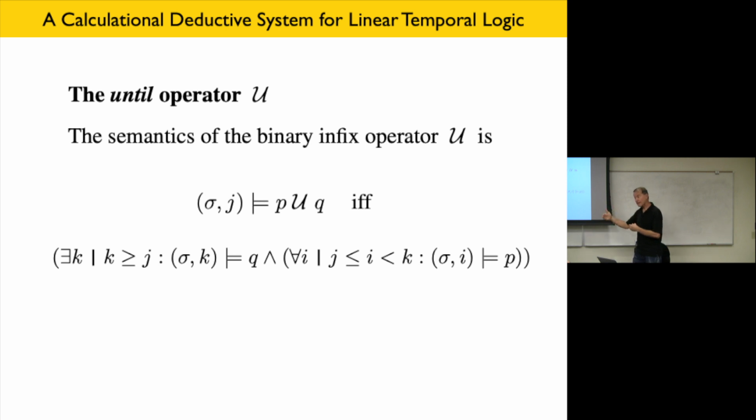Q holds when? There exists a k in the future, now or later, such that Q holds when? At that point in the future, okay? And furthermore, what? Yes, P holds everywhere up until that. Now, does everybody see? Can everybody read this? Okay, this is just a nested quantification, which is what we've done in formal methods a lot.